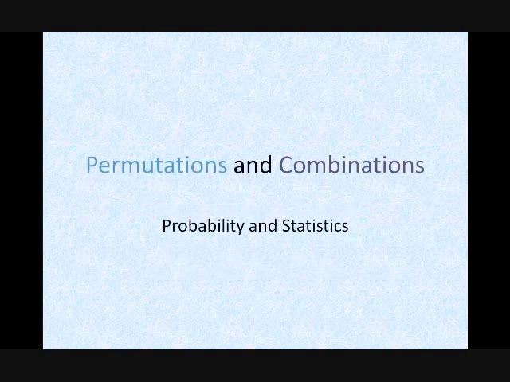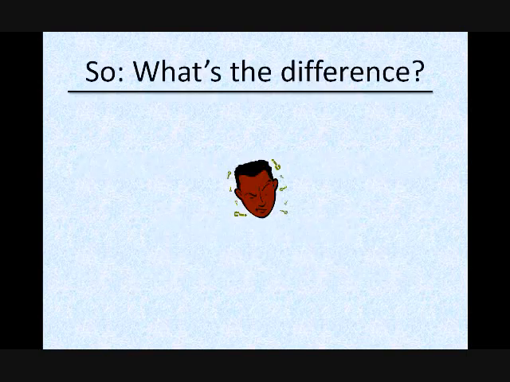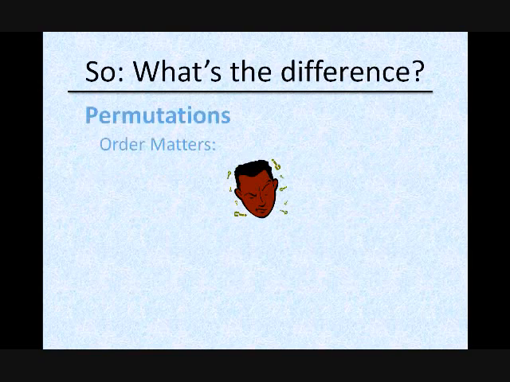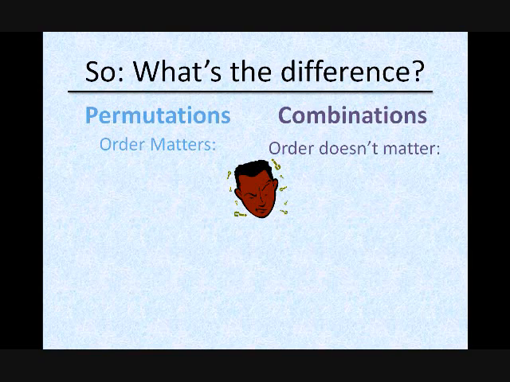Permutations and combinations. So what's the difference? For permutations, order matters. For combinations, order doesn't matter.